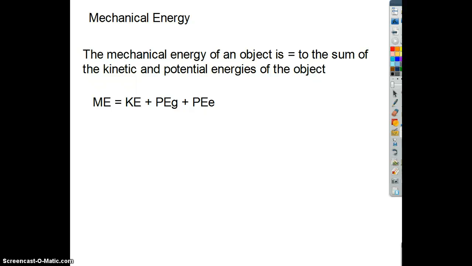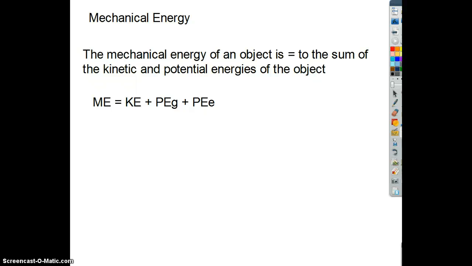I'm not going to give you a problem where you're figuring out all three. But you very well could have to figure out the kinetic and the gravitational potential energy of an object very easily. So that's our big idea right there. Give you guys time to write. If you need more time to write, go ahead and pause the recording, so you have time to write that down.